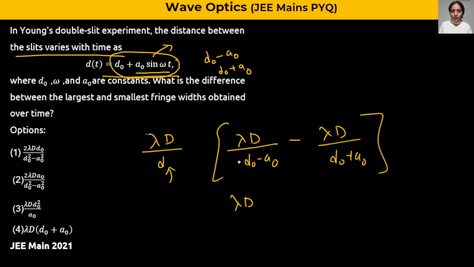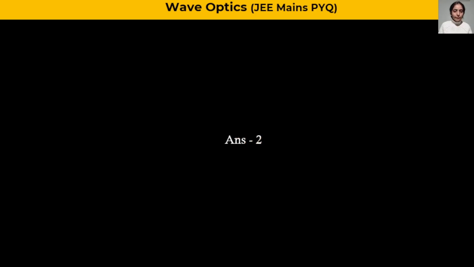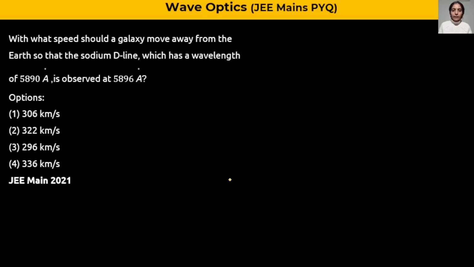So lambda D, this will become how much? d naught plus a naught. So this is going to be 2 a naught divided by d naught squared minus a naught squared. So 2 lambda D a naught over this. Okay, second option. Let us see. Yeah, this is correct. Let us move ahead.